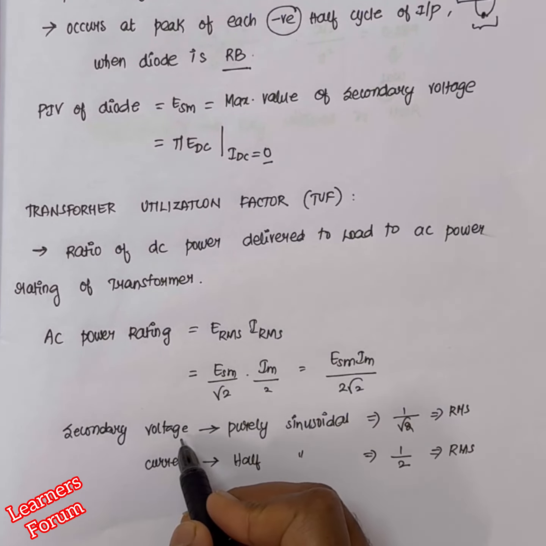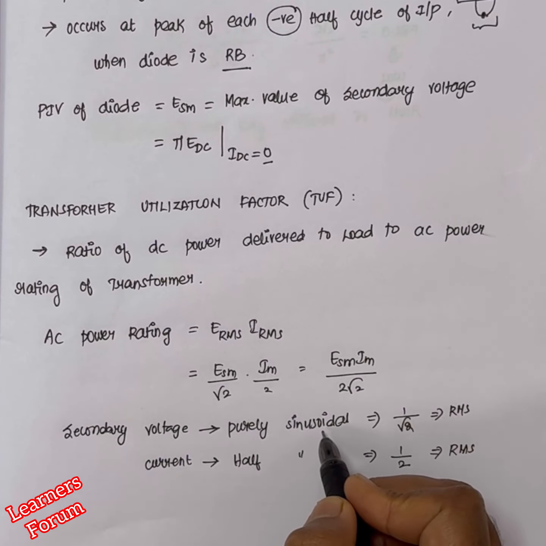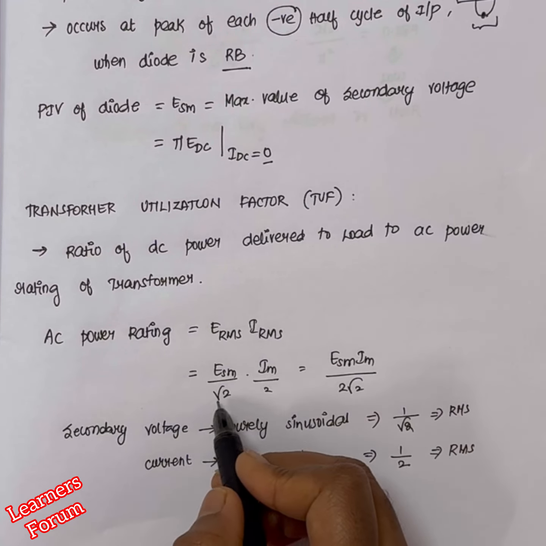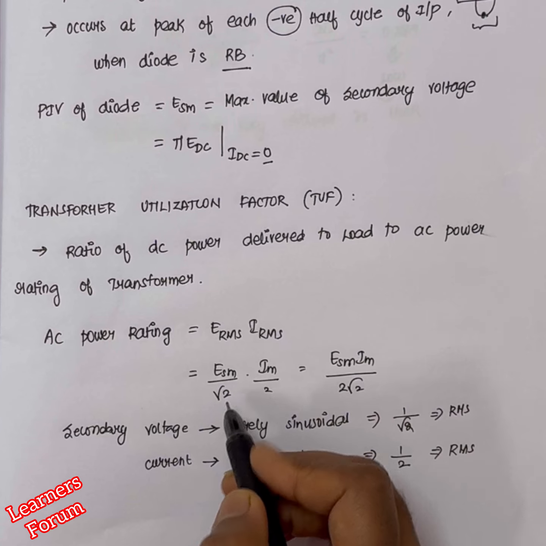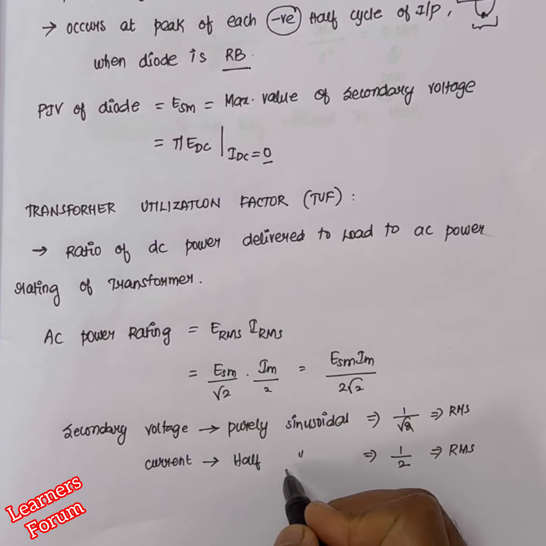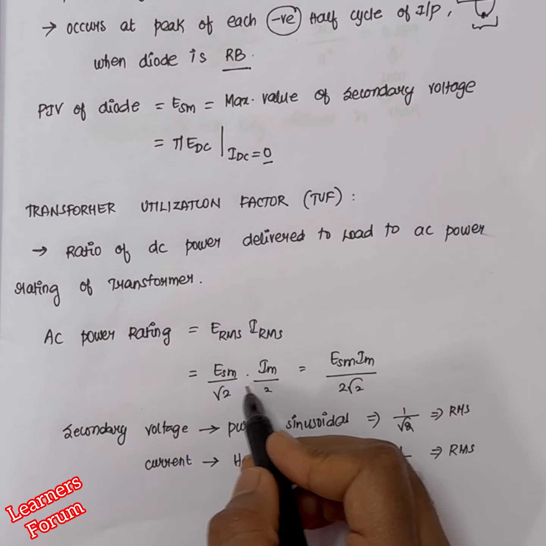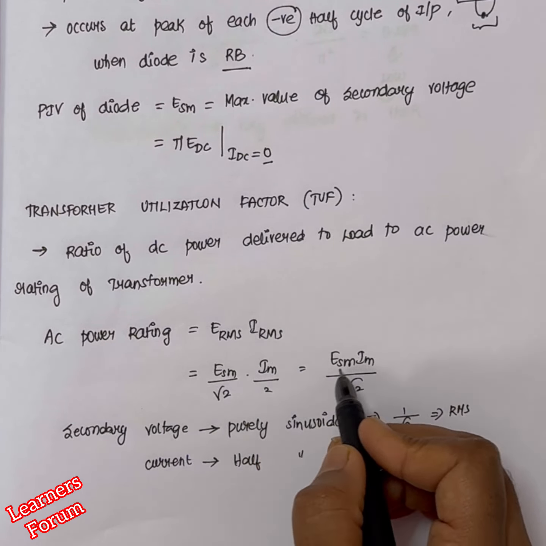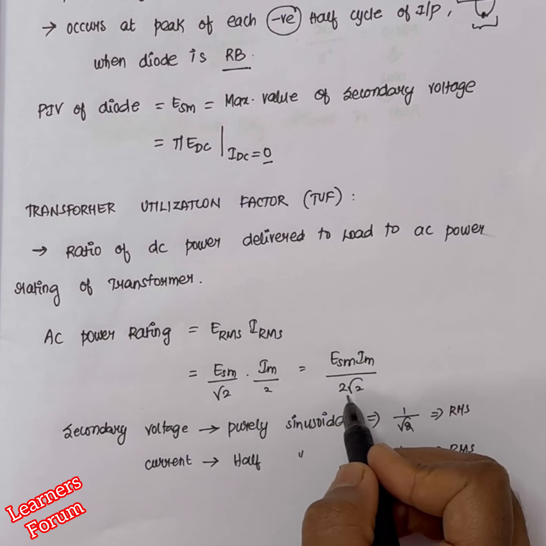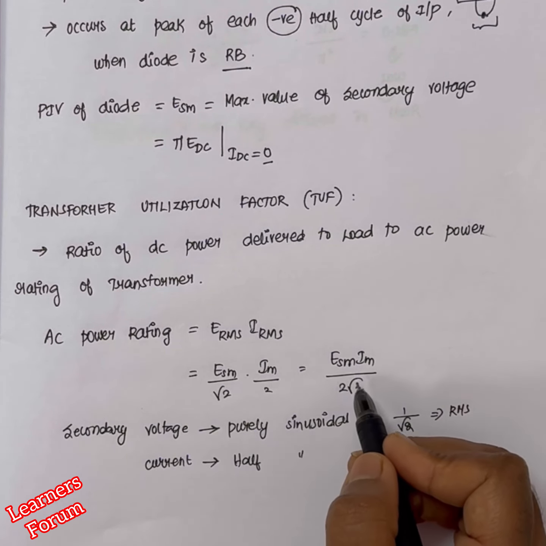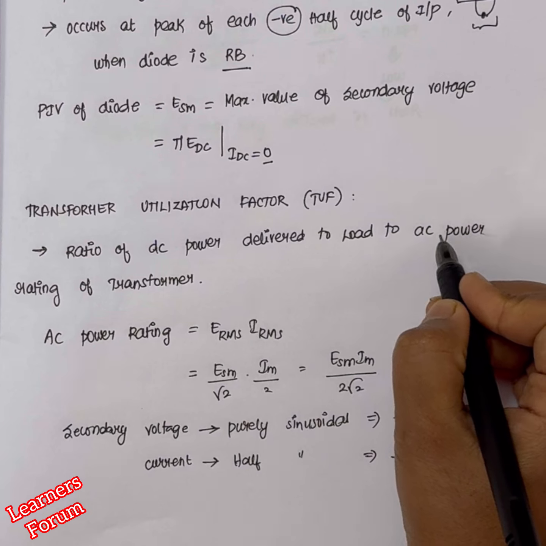So secondary voltage is nothing but a purely sinusoidal waveform. So that is the reason we are getting it as 1 by root 2 times here. Whereas the current is always half sinusoidal over here. So that is the reason we are getting it as 1 by 2 times of RMS value. So multiplying these two things, we will get ESM into IM divided by 2 root 2, which is the AC power rating. So we have calculated the denominator portion.